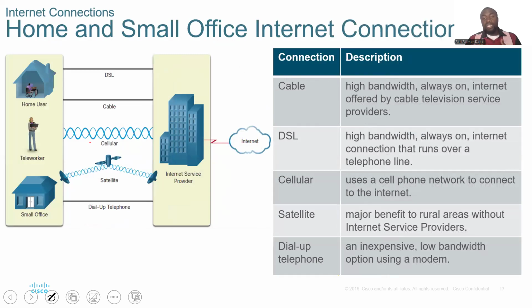Like we said, the cable connection gives you a high bandwidth and is always on, and the internet is provided by maybe a cable company. So mostly organizations use that. If your office is big, you may have a fiber end-to-end connection to your organization. That is maybe how you get your internet. Or you will use what we call DSL, digital subscriber line. It gives high bandwidth, always on. The internet connection runs over a telephone line.